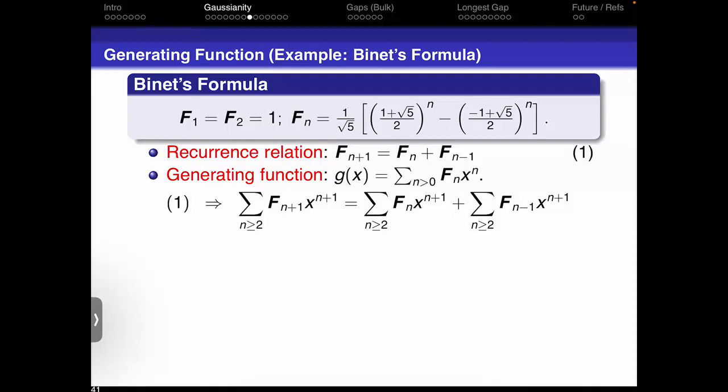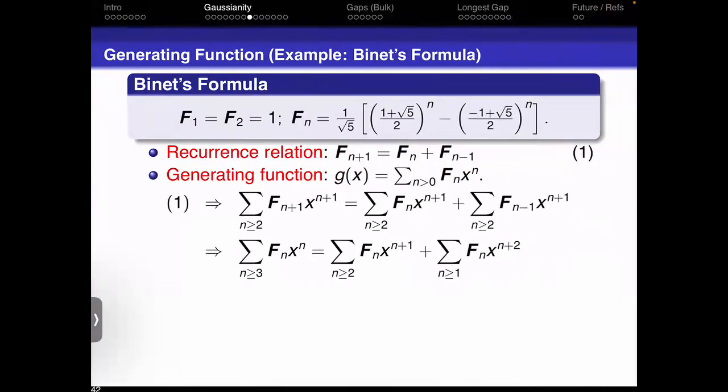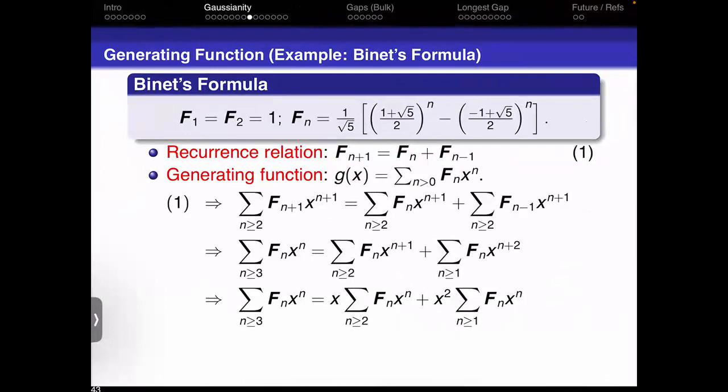When you look at the next one, f_n x^(n+1), boy, does that look close to g. What should I do to f_n x^(n+1)? Divide by x, or just pull out the x. And for the next one, I would pull out an x squared. So I first just shifted the index of summation a little bit, and then I pulled out the x's as was mentioned, and I get the sum of f_n x^n equals x times the sum of f_n x^n plus x squared times the sum of f_n x^n, with the appropriate ranges of summation.